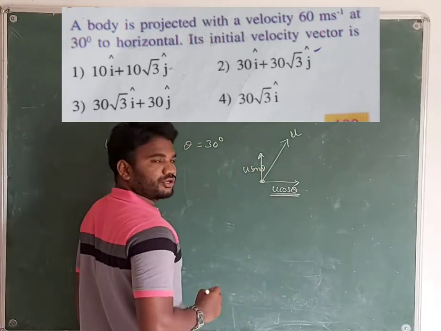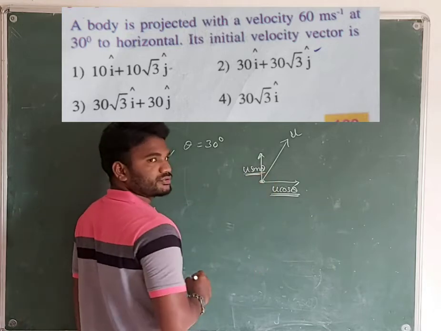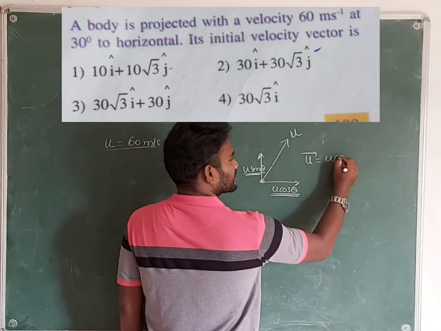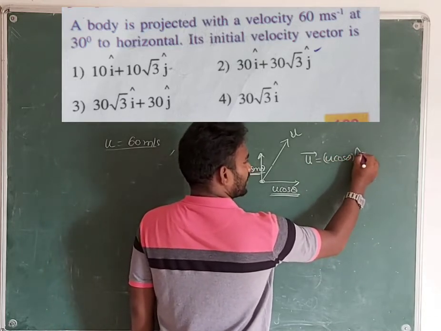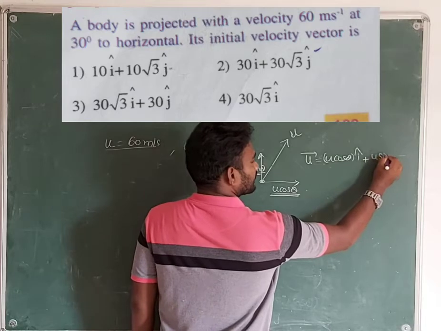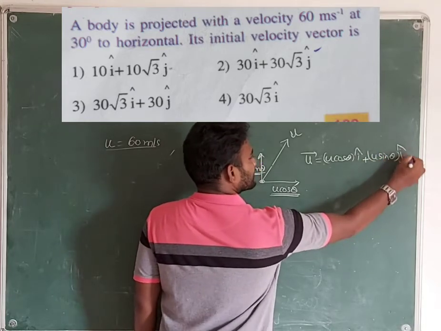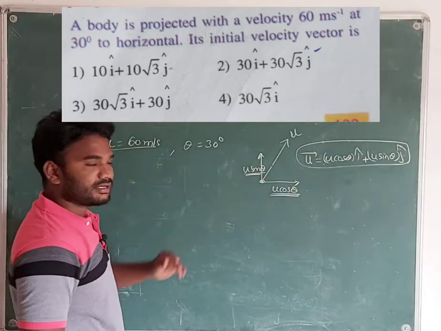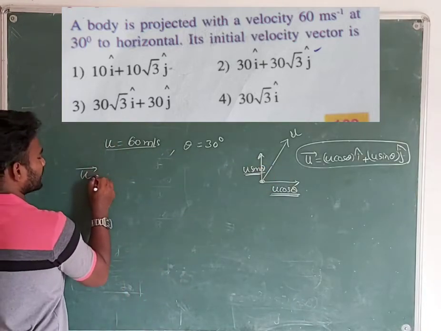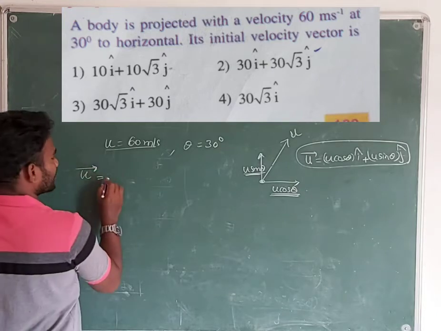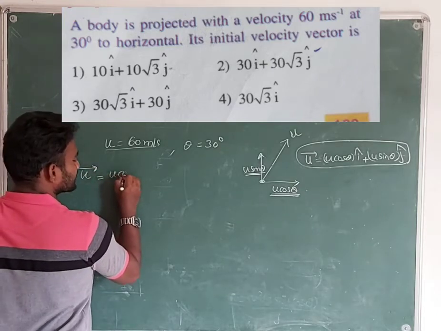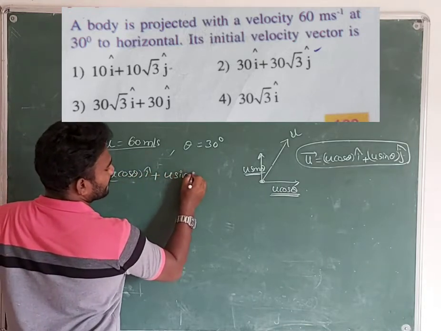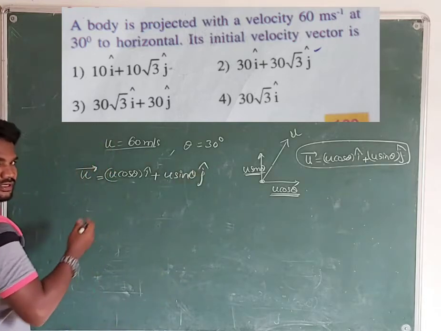What is the horizontal component here? u cos theta. What is the vertical component? u sin theta. So this vector can be written as u bar is equal to u cos theta, the horizontal component, into i cap plus u sin theta into j cap. This is the formula for vector form. Can you do this sum now? It is very easy. So the initial velocity vector is u cos theta into i cap plus u sin theta into j cap.